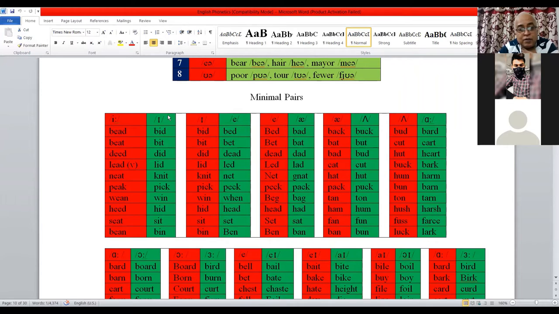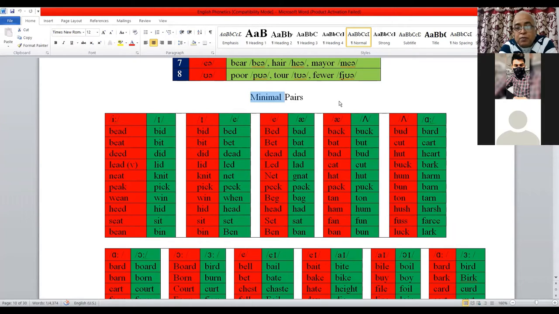E and I. Beat, bit. Deed, did. Lead, lit. Need. This is that verb with noun is led. Lead, lit. Need, knit. Peek, pick. Wean, win. Heed, hid. Seat, sit. Been, bin. So these are known as minimal pairs. Minimal pairs means the difference is minimum.